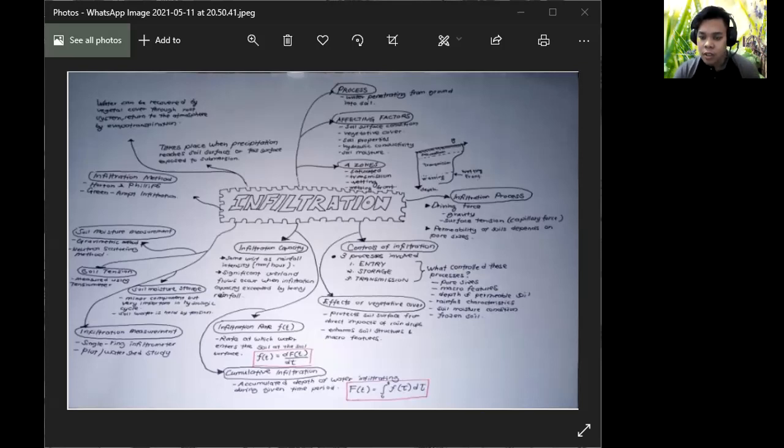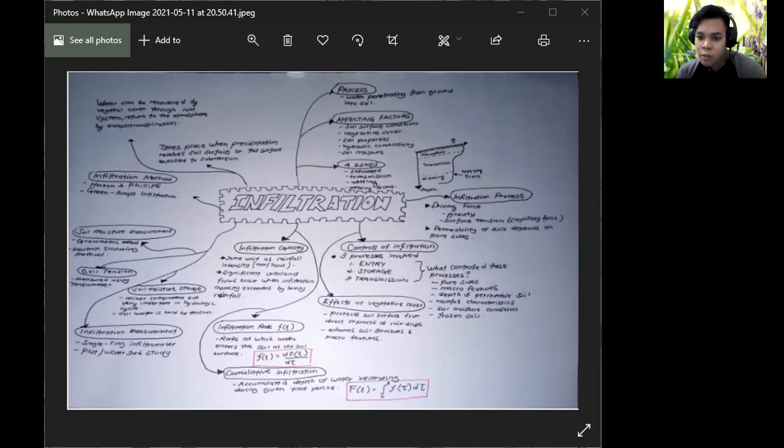Okay, so next I will explain about the infiltration rate. Infiltration rate is defined as the rate at which water enters the soil at the surface. It is usually calculated in inches per hour or centimeters per hour. So we can see in the mind map, this is the equation. We can use this equation to find the infiltration rate.